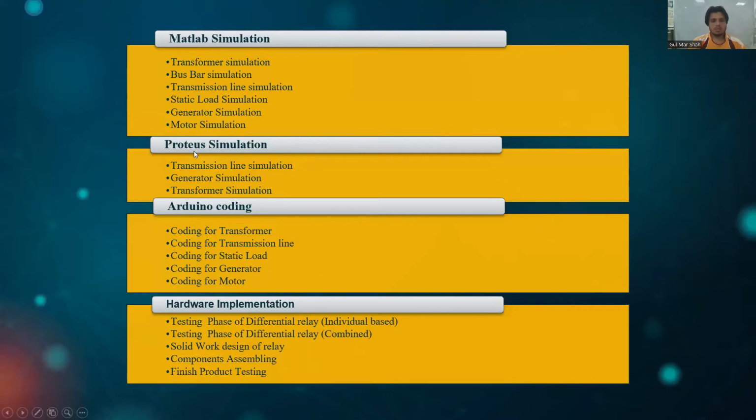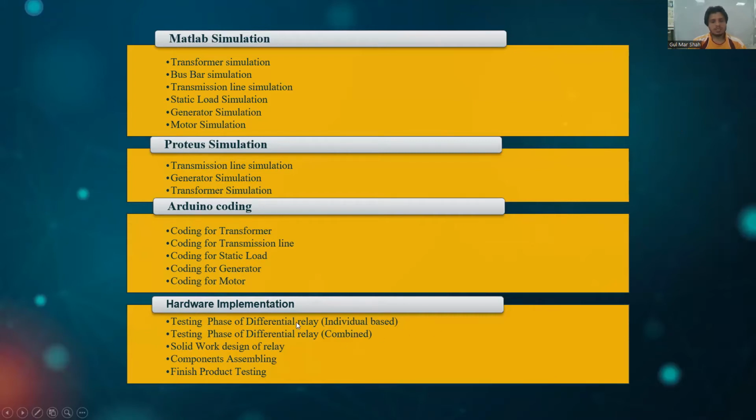And for this, we worked on Proteus because there was an Arduino interface, and in real time we need coding, and we did this coding in Proteus with the help of Arduino. And we did coding for transformer, transmission line, static load, generator, and motor. After implementing these in Proteus, the results were quite impressive, we then came to hardware implementation.